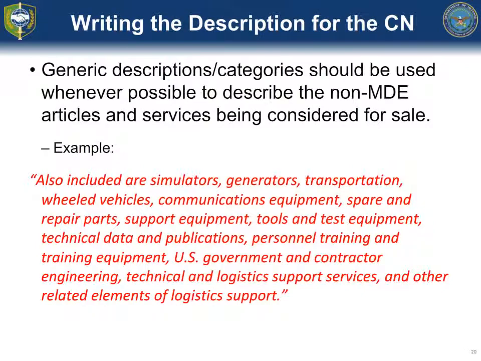Now, generic descriptions or categories should be used whenever possible for MDE articles and services, particularly in cases where there is no MDE, but you're selling, let's say, 1,000 SME Humvees. Not MDE, perhaps, but SME, you're still going to want to include those and give basic value. But the idea is you're not tied as closely to that accurate count as you are if we were reporting MDE. So there's an example of what one of the more generic descriptions looks like.